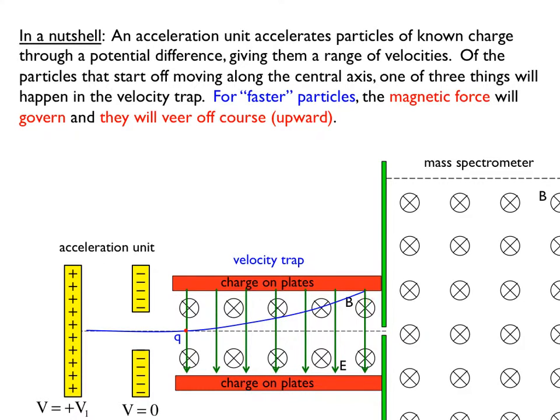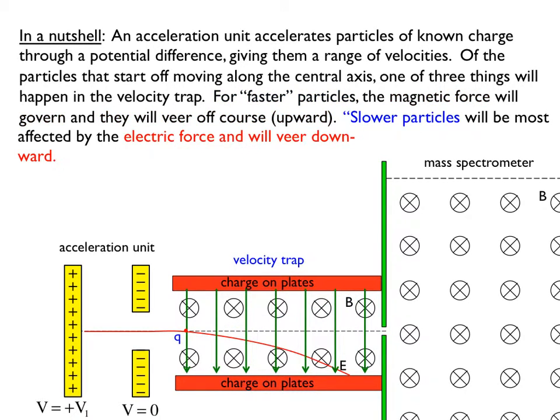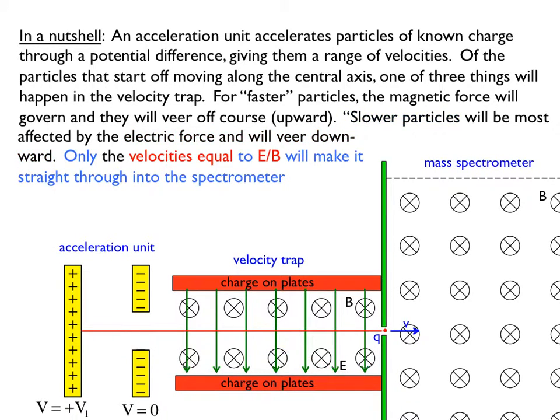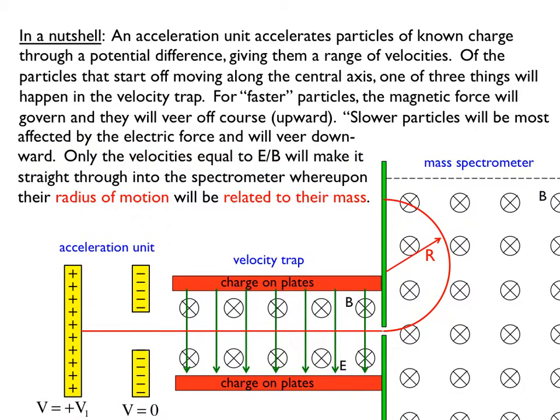The particle will do that and it will never get through the trap. Particles with velocity too small will have QVB being too small. QE will govern. They'll do this kind of thing and they'll never get through the trap. A particle whose velocity is equal to E over B will move straight down the axis and out through the aperture. Once into the spectrometer, the charge will end up going this way or this way, depending on whether it's a positive or negative charge, and depending on whether the magnetic field goes into or out of the page. And the radius of that arc will be related to the mass of the particle.